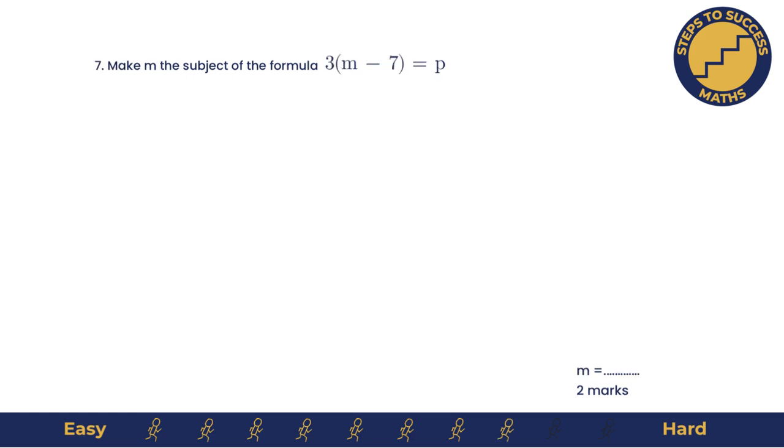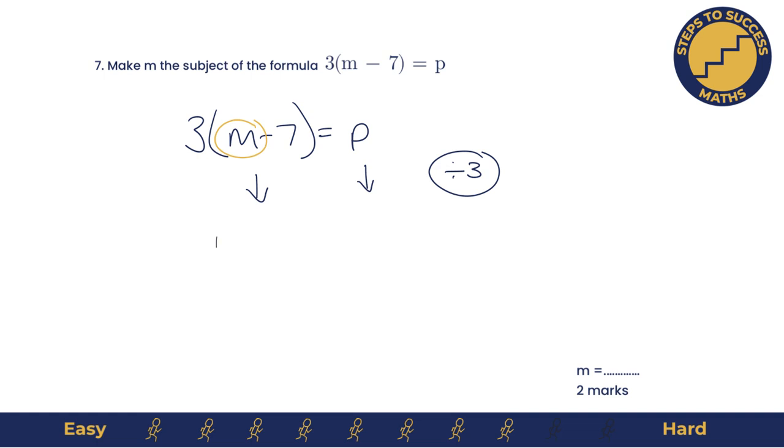Question 7. Make M the subject of the formula. 3 bracket M minus 7 close bracket equals P. So we want M. So we need to get rid of this 3. The 3 is timesing by everything inside the bracket. So we need to do the opposite, which is to divide it by 3. M minus 7 equals P over 3.